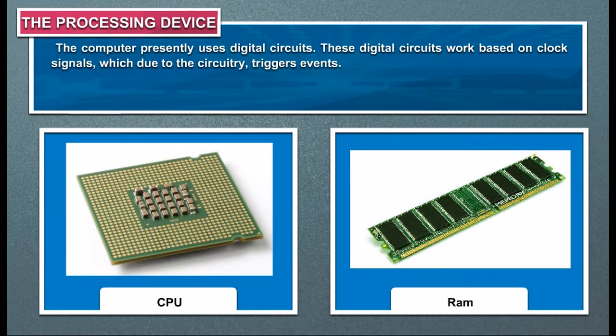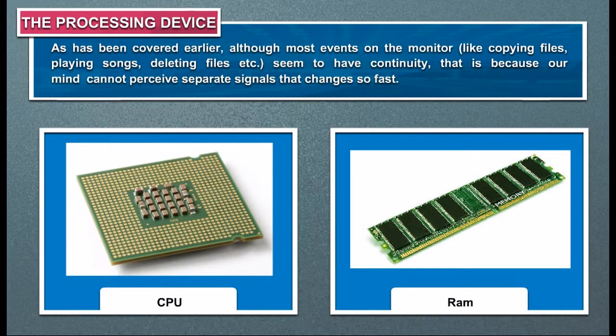The computer presently uses digital circuits. These digital circuits work based on clock signals, which due to the circuitry trigger events. As has been covered earlier, although most events on the monitor, like copying files, playing songs, deleting files, etc., seem to have continuity, that is because our mind cannot perceive separate signals that change so fast.